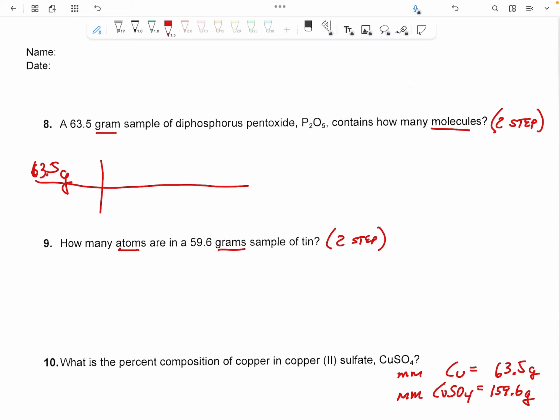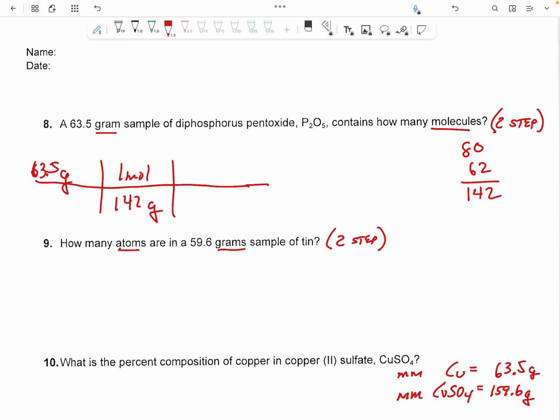And we need to get the moles first. So you go from the gram to the mole. So we have to have the mass of P2O5. That's oxygen times 5, which is going to be 80, and we add that to 2 phosphorus atoms, which is going to be 62. That's going to be 142. So 142 grams is going to go here. 1 mole is going to go up on top.